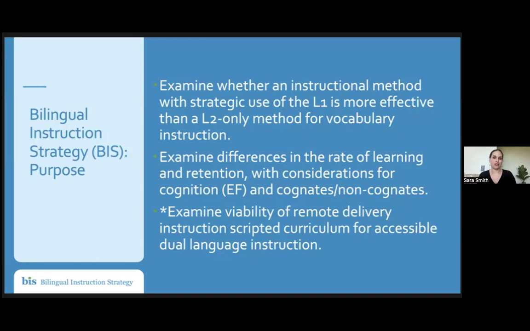And while not one of our explicit RQs, we're also examining the viability of this type of remote delivery instruction. One of the really unique affordances of RDI, of remote delivery instruction, is it lets us bring bilingual instructors into schools that otherwise may not have access to bilingual practitioners. So even for this study, we were able to recruit highly qualified instructors who were open to work remotely, some of whom were former teachers who had left the profession.